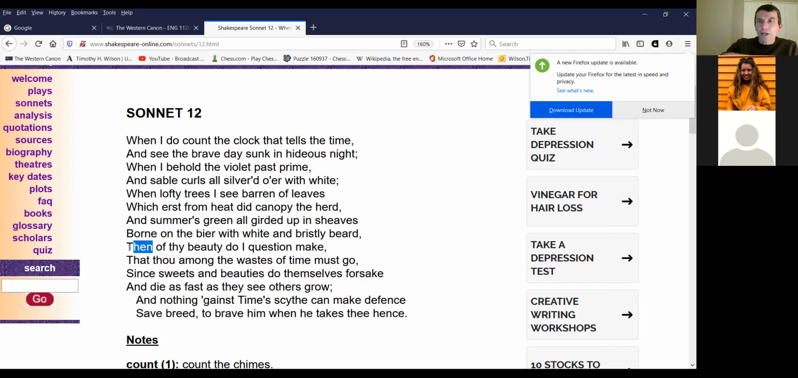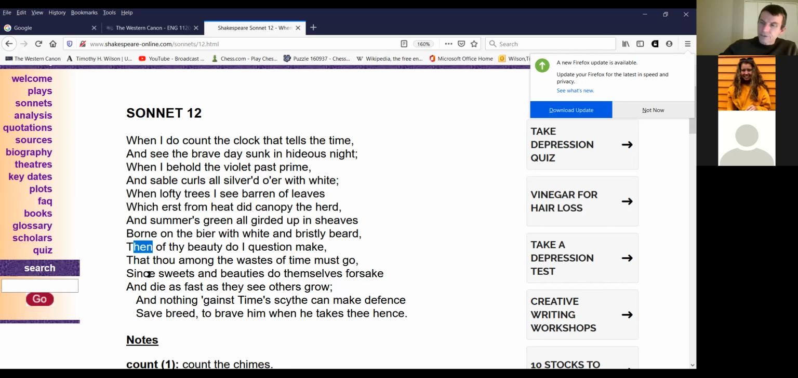So we're going to have a turn. We're not going to just talk about things in nature anymore. We're going to talk about you. So then of thy beauty I do question make. So then I start to think about you, and that you, among the wastes of time, the things that time destroys, will also be one of them. Since sweets and beauties forsake themselves and die, since they all die as fast as others grow, nothing can defend you against the scythe of time.